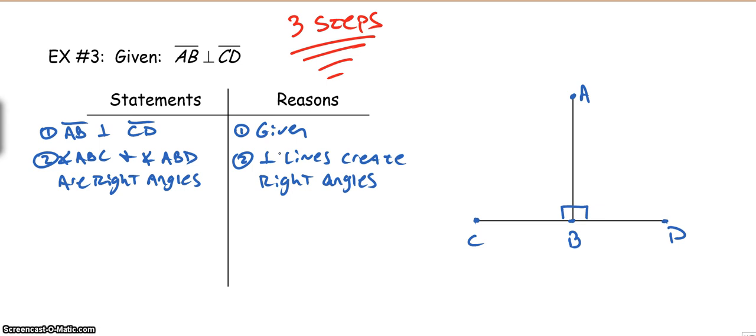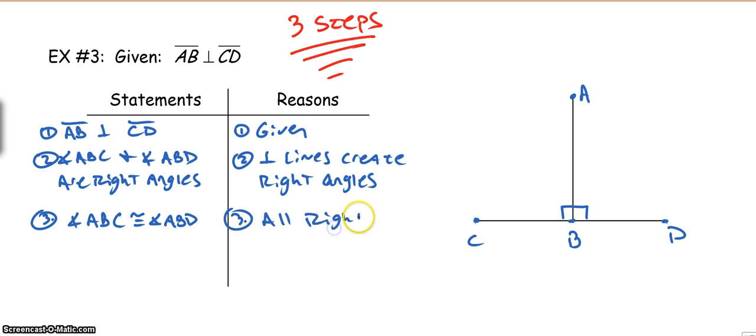Now, so we stated what a perpendicular line does. We stated that it makes right angles. Now that we know they're both right angles, we can state that they are congruent. So I can say angle ABC is congruent to angle ABD. Now my reason is, well, we know all right angles are congruent. Okay? If both of them are 90, then both of them have to be congruent.